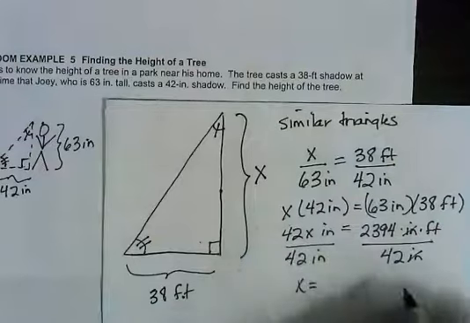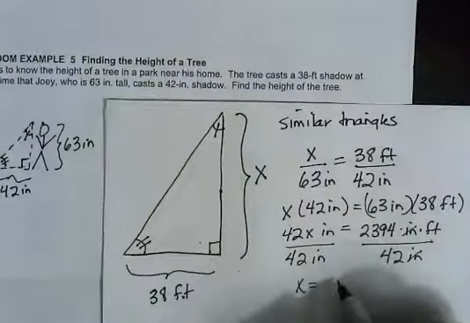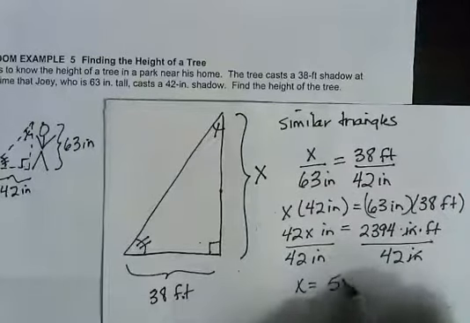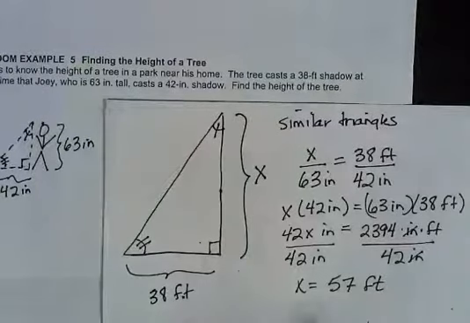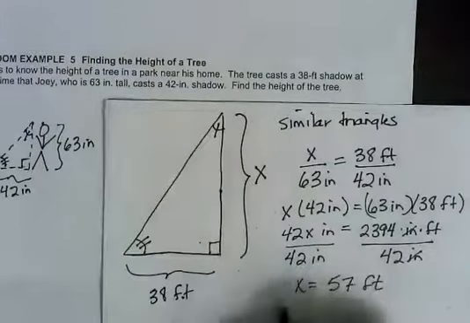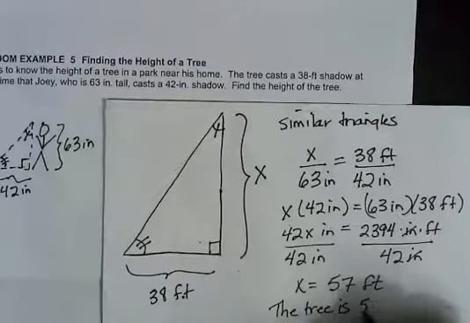So on this side I just have x, then I'm going to take my 2394 and divide it by 42, which gives me 57. So I end up with an answer of 57 feet. So my tree is 57 feet tall.